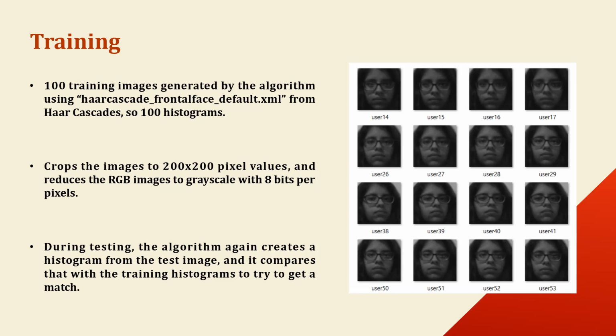Now, during testing, the algorithm does the same thing again for each test image. So it's going to have a bunch of training histograms and test histograms. It's going to try to compare the two histograms, and it's going to try to get a match. So if a test histogram matches the training histograms, then definitely the algorithm is going to deduce that this is the user, and it's going to give you a confidence score or an accuracy score of how much it matches the user based on that.